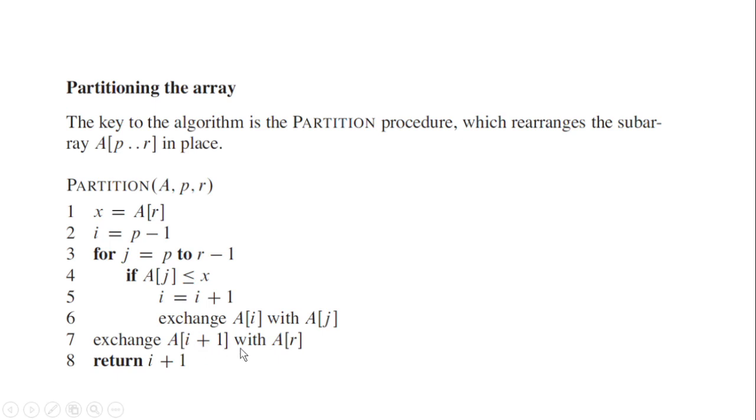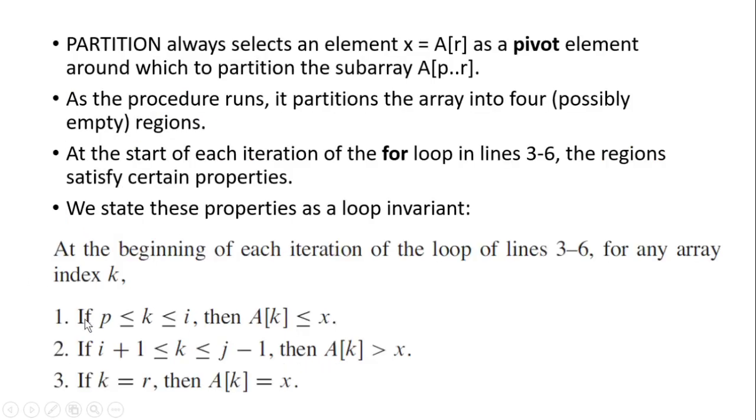Now you can see here, if p is less than or equal to k and k is less than or equal to i, then A[k] is less than or equal to x. Second, if i+1 is less than or equal to k and k is less than or equal to j-1, then A[k] is greater than x. If k = r, then A[k] = x. Now you can see the iteration.